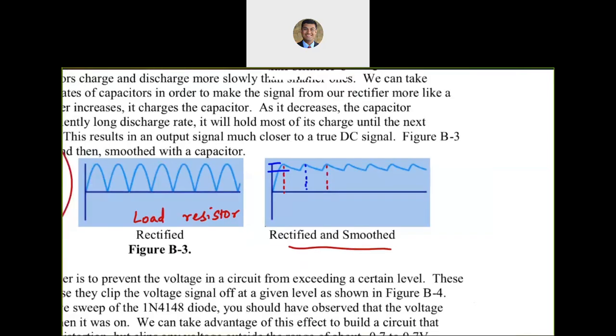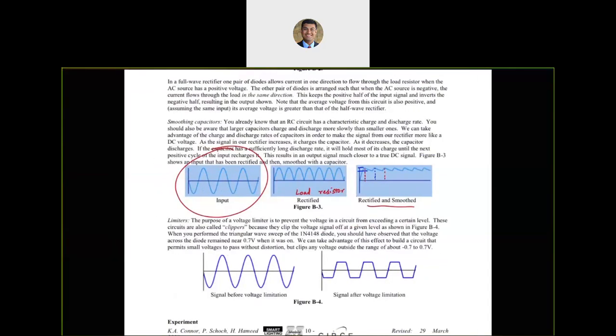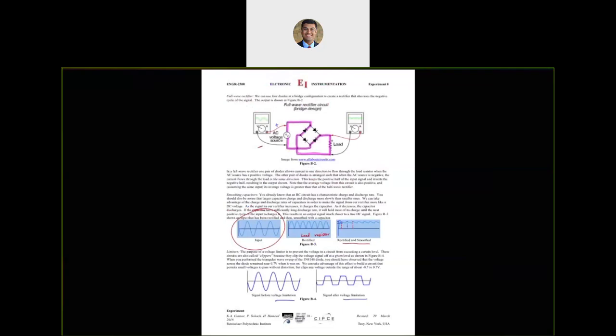Okay, and then this is the voltage limiter exercise that we already did. We talked about voltage limiters earlier. So I'm going to take a moment here to see if you have questions, and then we can start off with some experiments and some interesting things.